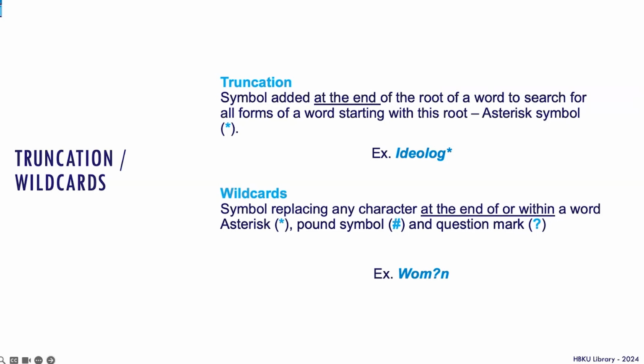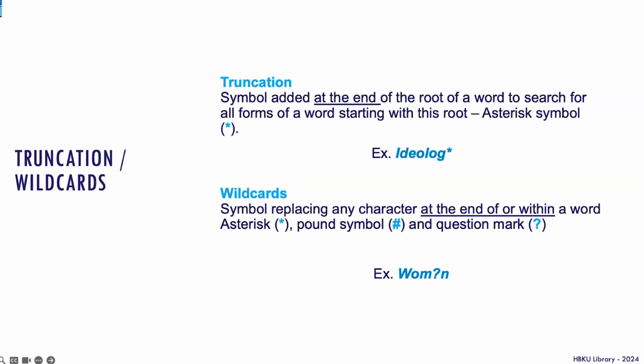Such a tool, such a technique, works for words that have plural and singular forms within the middle of the word, like woman or women. You can use the mark, either the asterisk, the pound symbol or the question mark, in the middle of the word. This way, the database will give me articles containing either woman in singular, or women in plural. It can also be used with the different spelling between British and American English.